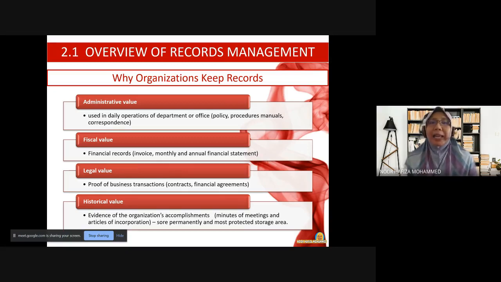Okay. And lastly, organizations keep records because of the historical value. Historical value is evidence of the organization's accomplishments, so it is kept permanently in the most protected storage area. Examples of historical value are the minutes of meetings and the articles of incorporation.